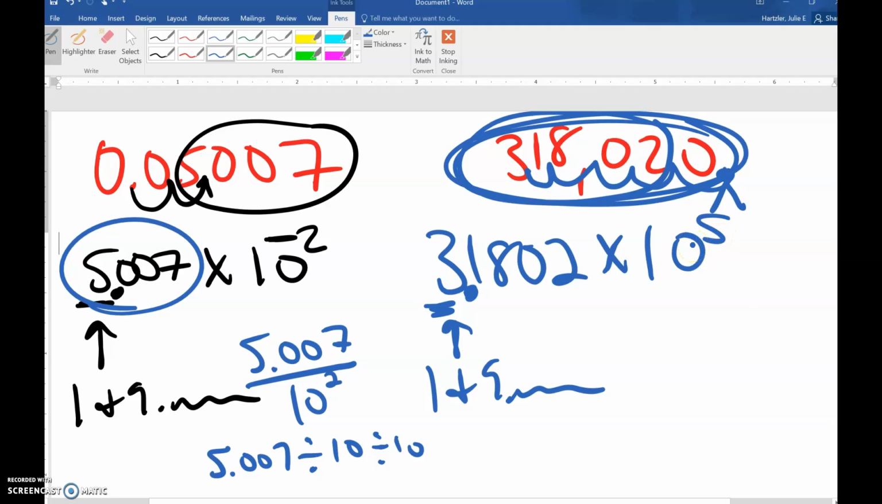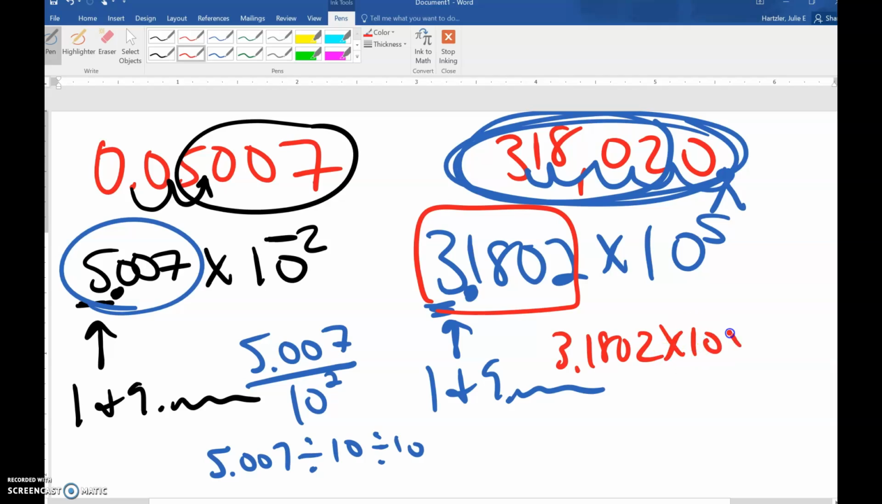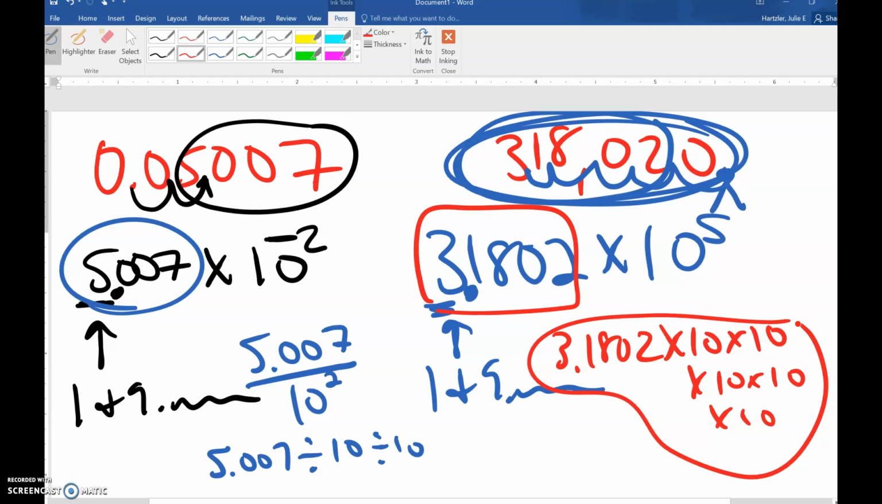We don't want to divide by 10 over and over again. We want to multiply it. So if you want to check your answer, take what you have, your 3.1802, and literally multiply it by 10 5 times because you have a positive exponent. That should move the decimal to the right 5 times, which makes it big. So you can check your answer just to make sure you're right on those. All right, pause and try the next problem.